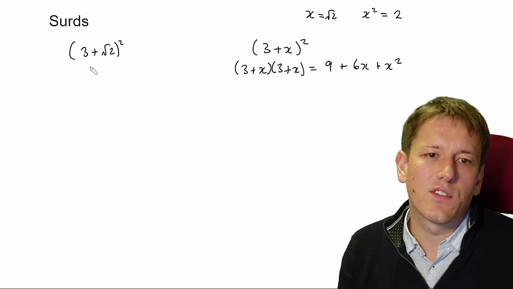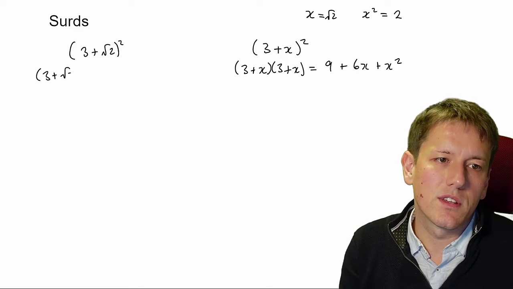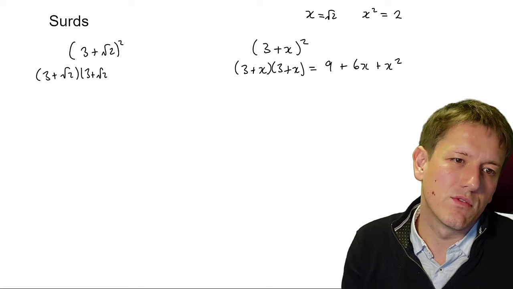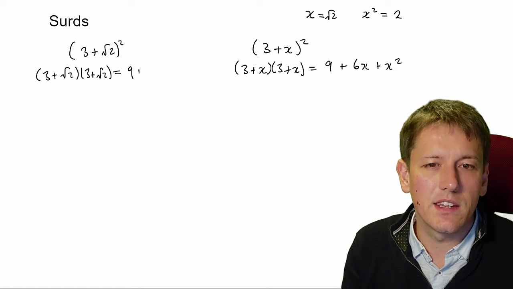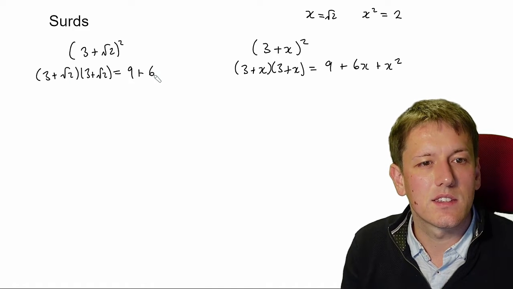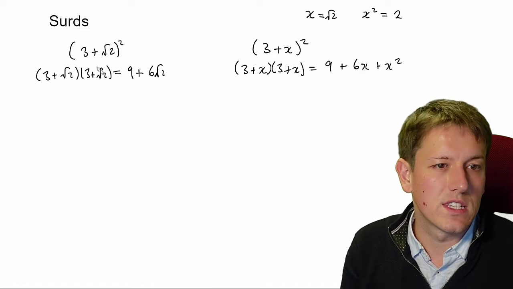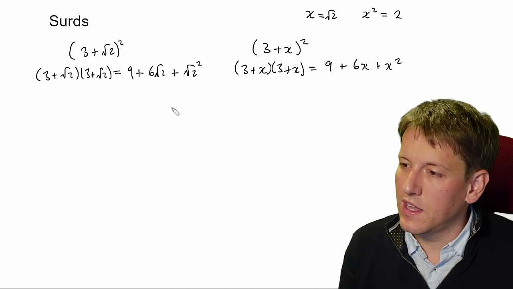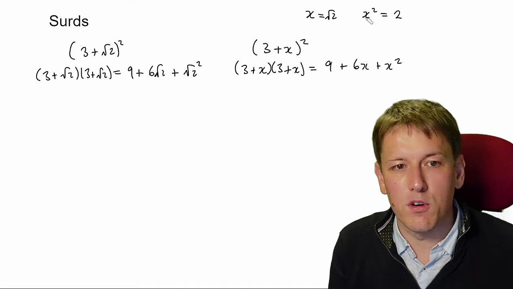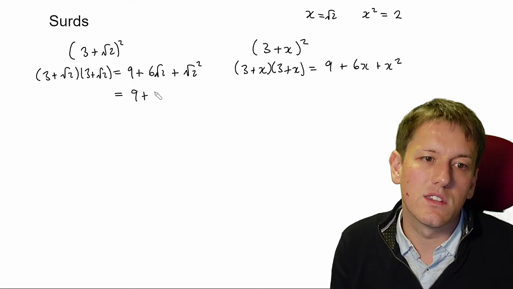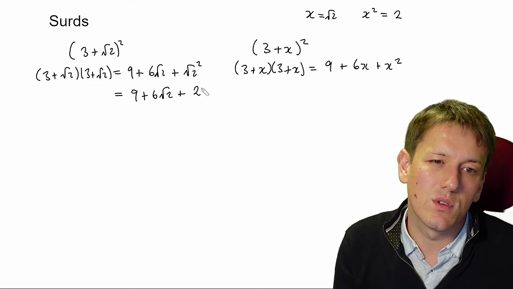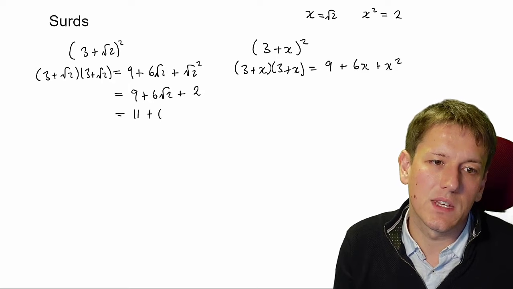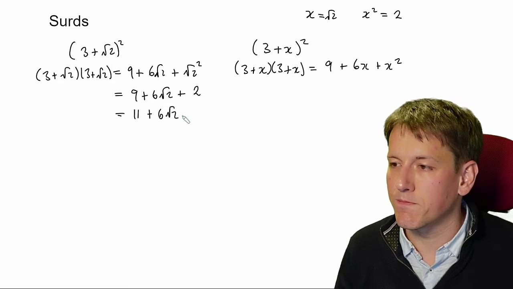Now in the surds case, I've got something very similar. It's going to be (3 + root 2) times (3 + root 2). So I'm going to get 9 plus 6 times root 2, right? It's 3 times root 2 plus 3 times root 2, and then I'm going to get root 2 squared. And the extra thing we do for the surds case is we remember that root 2 squared is 2. So this is 9 plus 6 root 2 plus 2, and that gives me 11 plus 6 root 2.